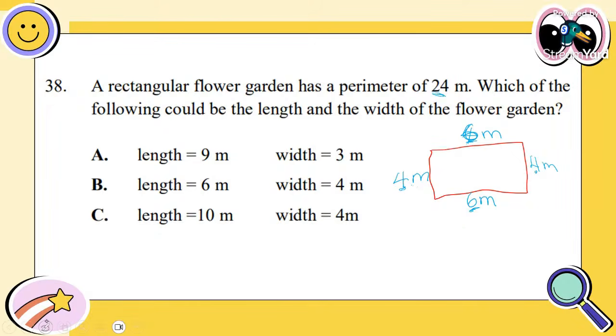That means these dimensions would not work. So let's go ahead, erase them, and put another answer in the chat so we can explore it. Because remember, at the end, we should have 24 meters. So we see that B cannot work.